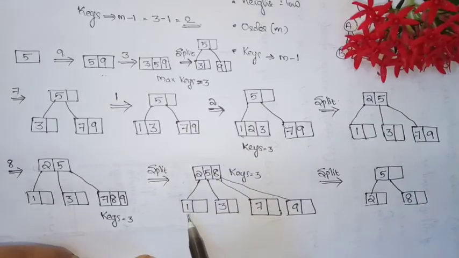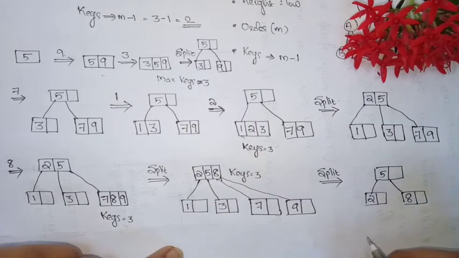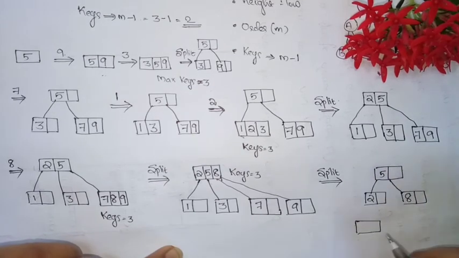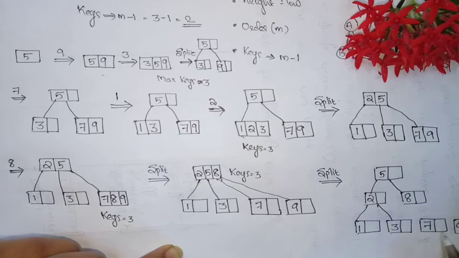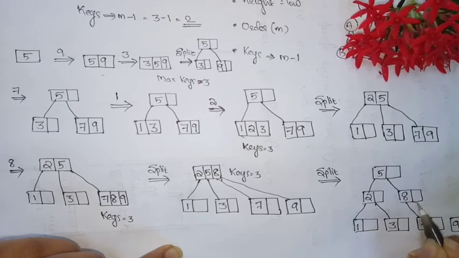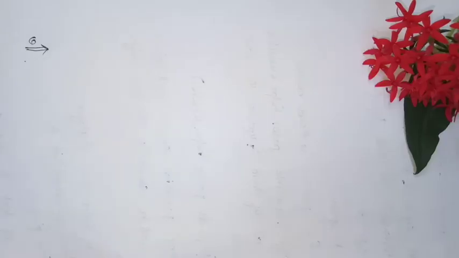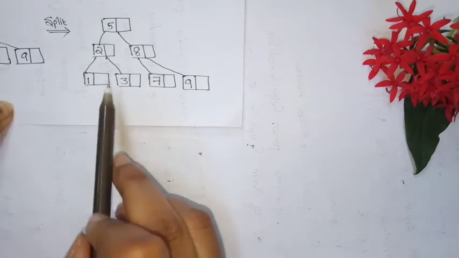The position of this node 1 and 3 does not change at all. So we are writing it again as such. And the 7 and 9, these two nodes are placed as such, and the parent node is this 8. This is our older tree.